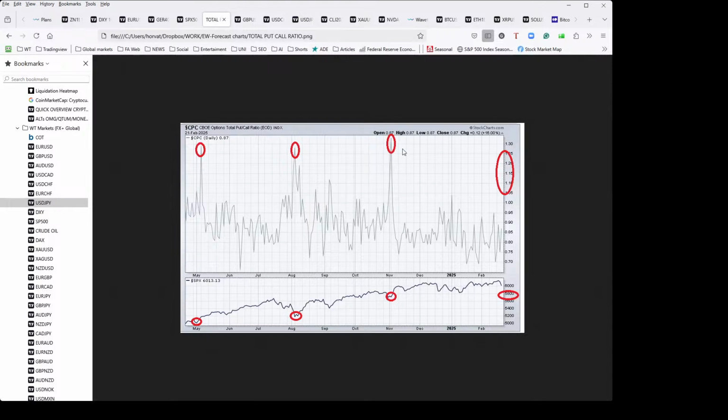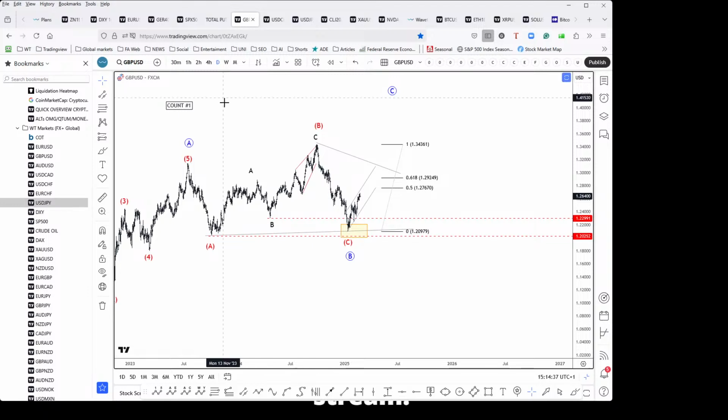And if you take a look at total put call ratios, it will be interesting to see if we can get spikes similar to the previous readings, like here in May, August, and also in November. If we see this kind of spikes, then I think the S&P 500 would be much closer to potential stabilization around 5,800. So definitely I'm interested to see what will be the latest data here.